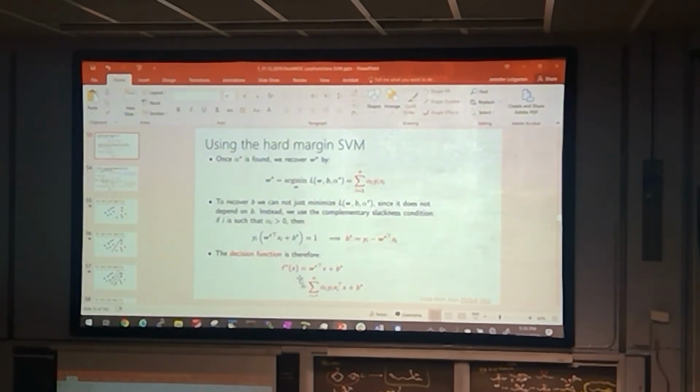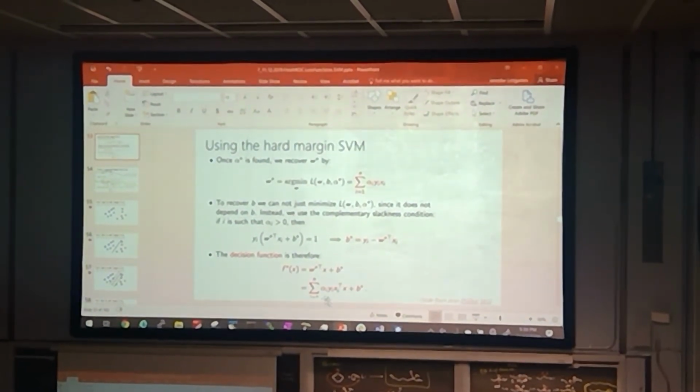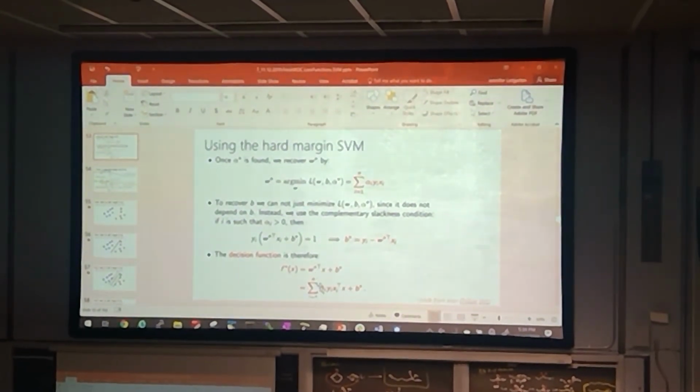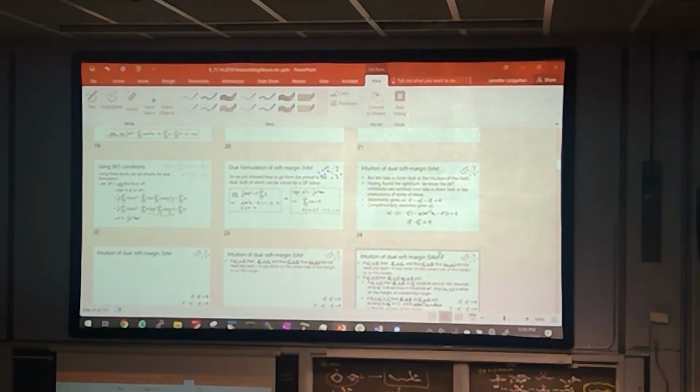And now the decision function is the same kind of decision function we've seen all over, which is W times X plus B. Or you can also write it in its dual form, which can be kernelized because it has these inner products of X. Now it's just the sum of alphas times y times the inner product of x, plus B.